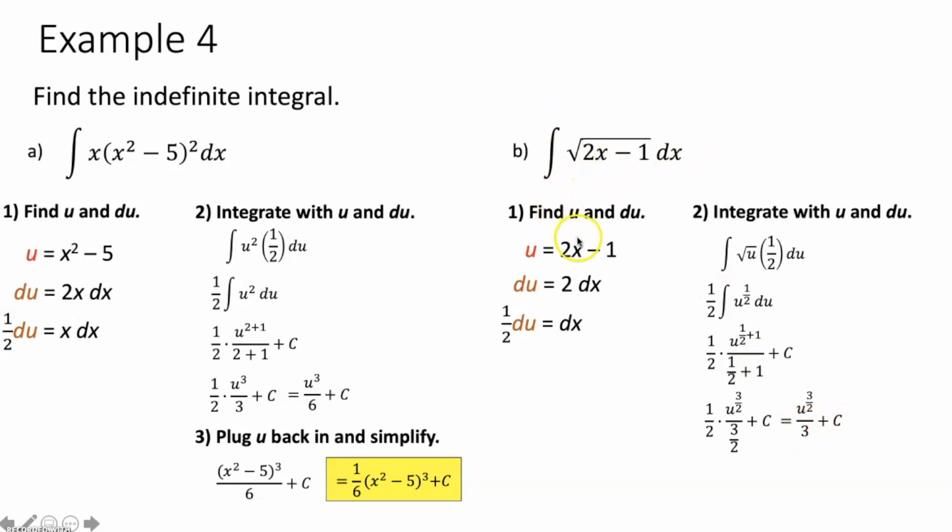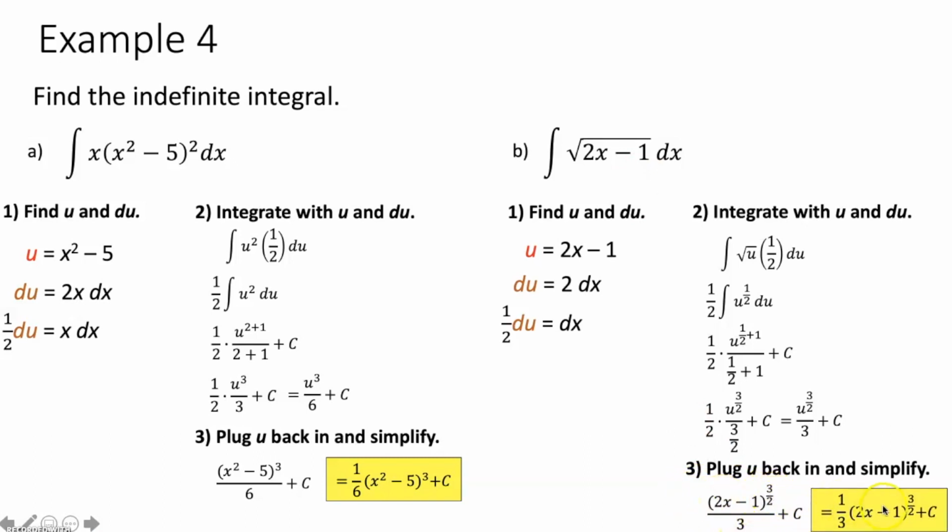So I go ahead and plug back in what I set u equal to. I take 2x minus 1, plug it back in for u, and I have evaluated this definite integral up here. But if I want to make it look a little neater, instead of dividing by 3, I could just rewrite this as 1/3 times the quantity 2x minus 1 to the 3/2 plus c.